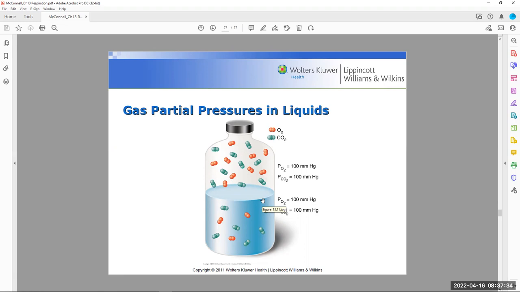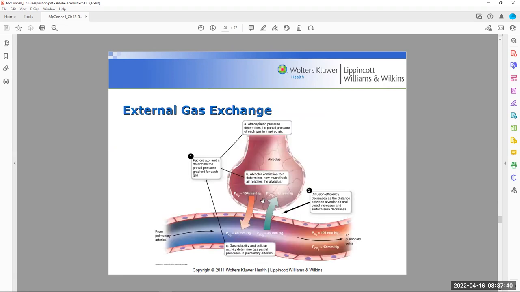These are the two major gases involved. So partial pressures, these are important. The concept is important to know. So let's see how that works at the level of the lungs, in terms of external respiration.